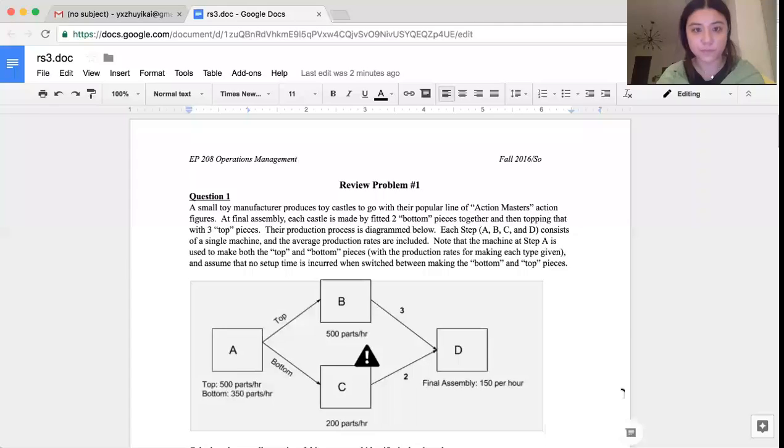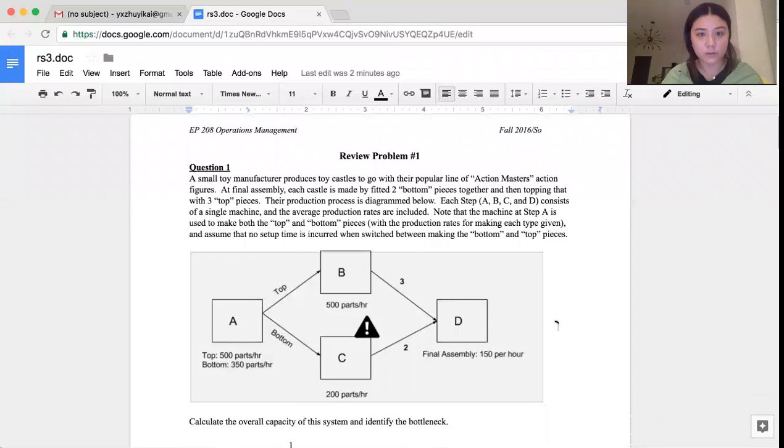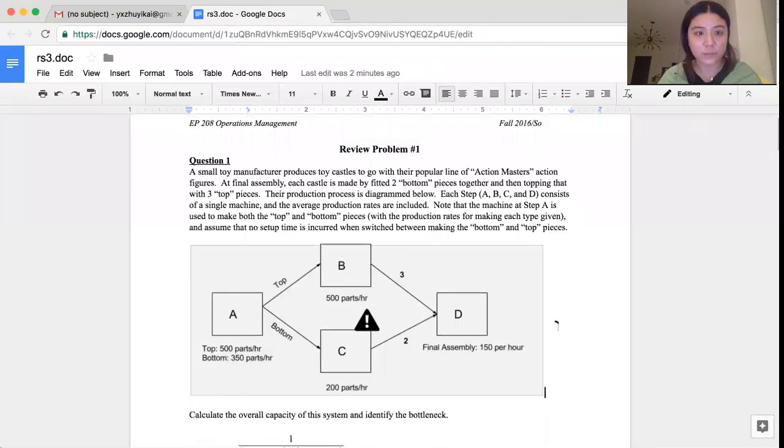Hello. Today we are going to review the midterm review session. So let's look at the problems. Let's look at the first problem.